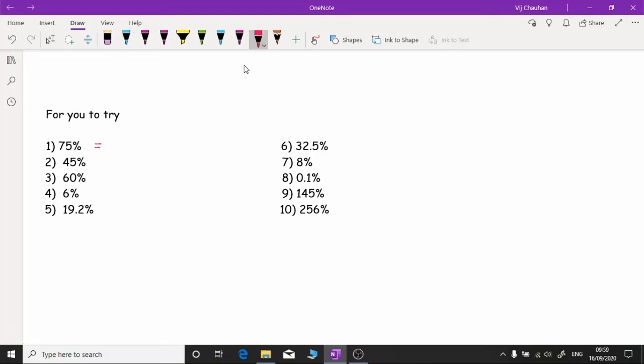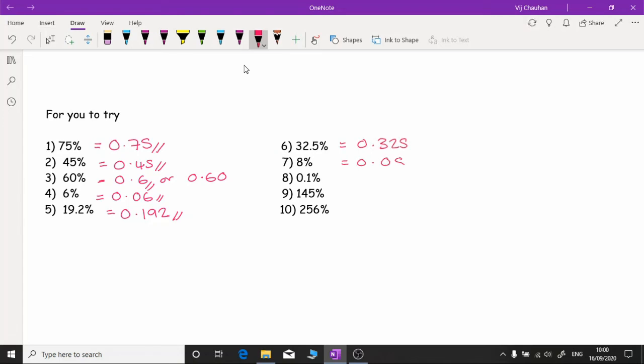So the answers you should have for each of these: 75% is going to be 0.75, 45% is going to be 0.45, 60% is going to be 0.6, or you could really have 0.60, but again the zero is doing absolutely nothing, so 0.6 is probably a better answer. 6% is going to be 0.06, 19.2% is going to be 0.192, 32.5% is going to be 0.325, 8% is going to be 0.08, 0.1% is going to be 0.001, 145% is going to be 1.45, and 256% is going to be 2.56. So there are all your 10 correct answers.